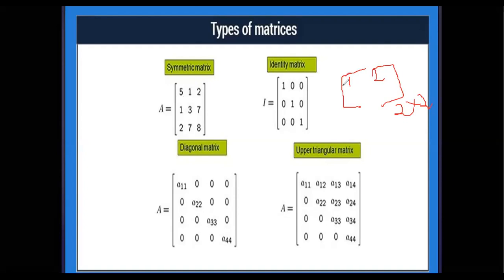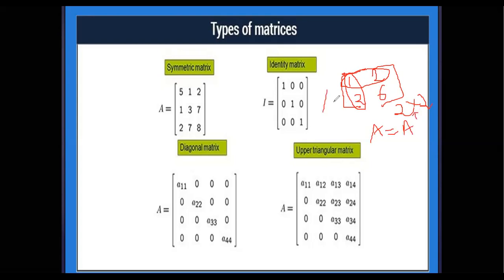Then mind well one rule: the elements in the first row and the elements in the first column should be the same. So here in the first row we have written 1, 2. So in the first column we have to write the same elements. And what about the third, fourth element? You can write any. Now we can check the condition. What is the condition of symmetric matrix? For a given square matrix A, if A equals A transpose, then it is called symmetric matrix.